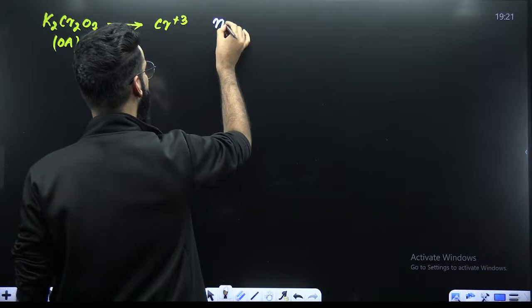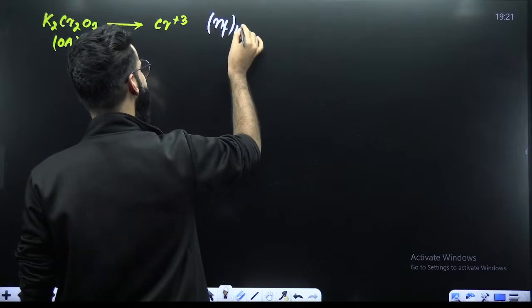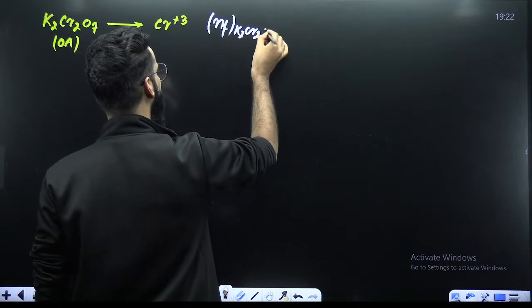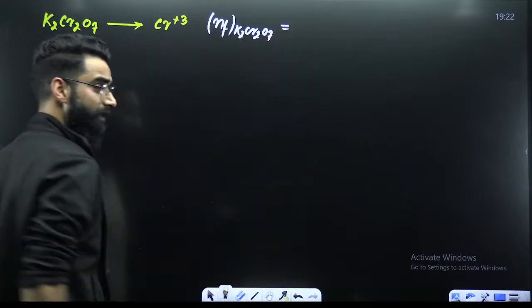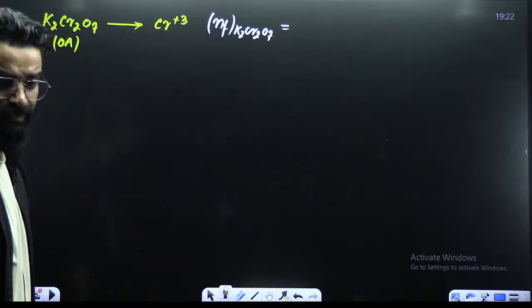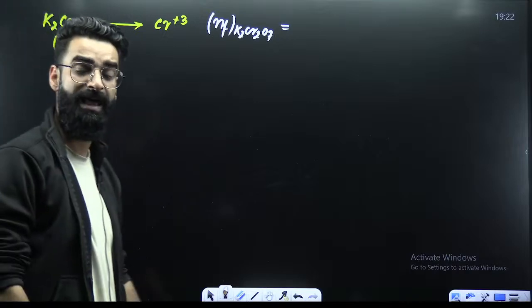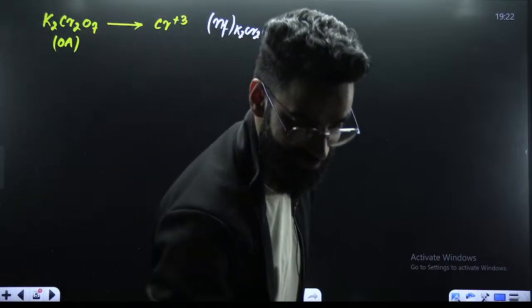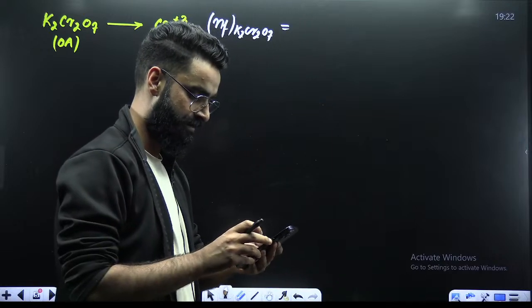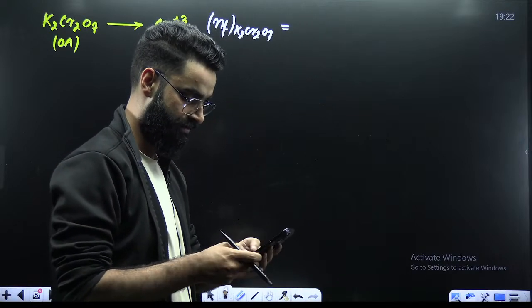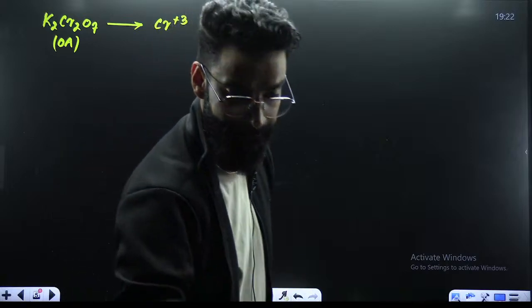Now, the first thing I'm asking you: what do you think is the N factor of K2Cr2O7 in this reaction? I've told you in the last session how to calculate the N factor. We have discussed the N factor calculation in detail. I hope you remember. Tell me quickly.